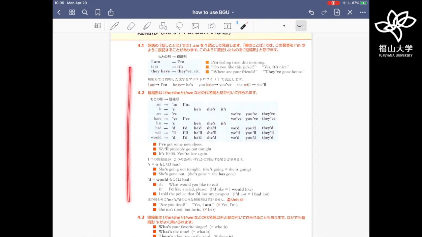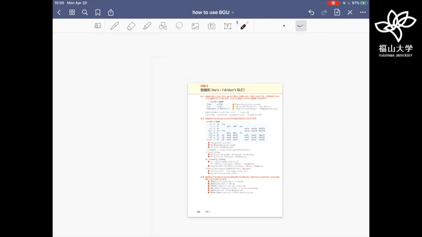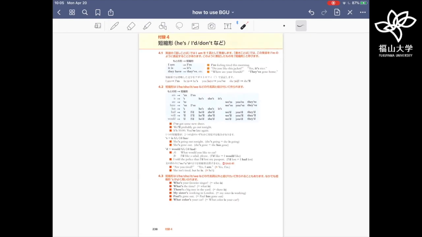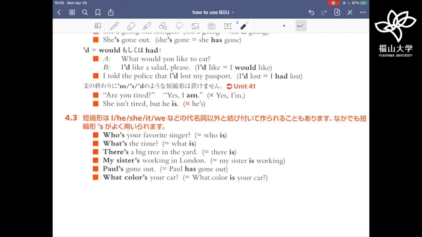It's really good to read. Okay, and it will help you to understand. It might even give you more points, like this one here telling you these are regulars. Who's your favorite singer? What's the time? There's a big tree in the yard. My sister's working in London. Paul's gone out, etc.